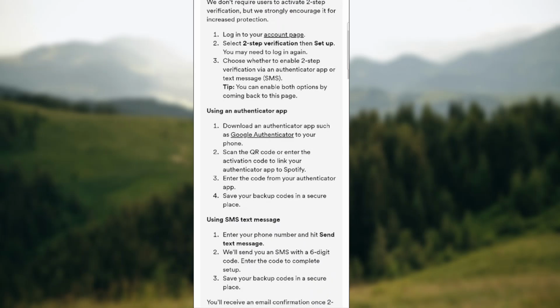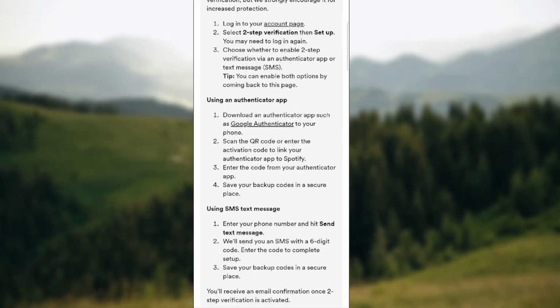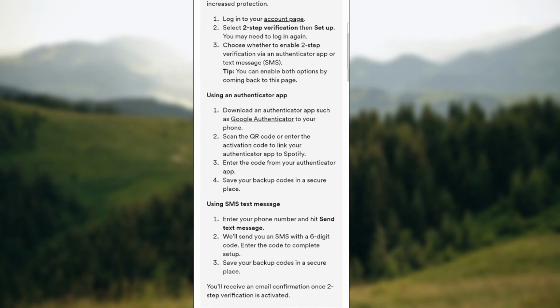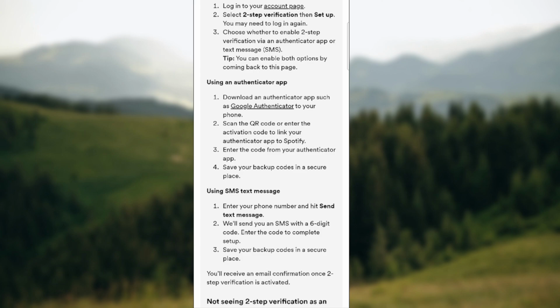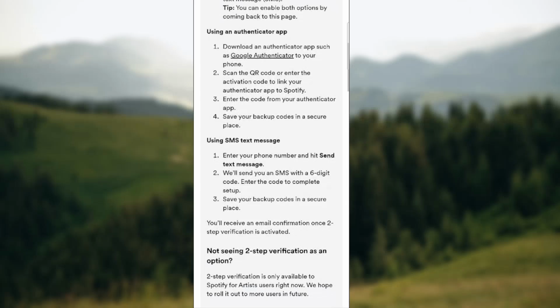So using the authenticator app, download an authenticator app such as Google Authenticator to your phone, scan the QR code or enter the activation code to link your authenticator app to Spotify. Enter the code from your authenticator app, and save your backup codes in a secure place.